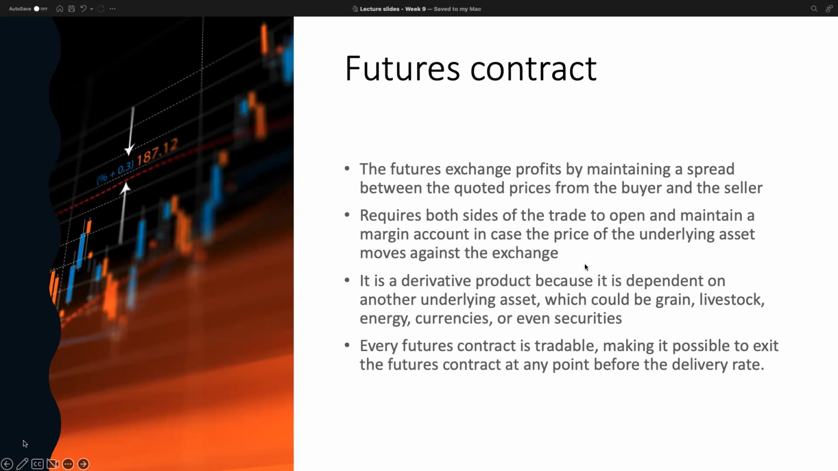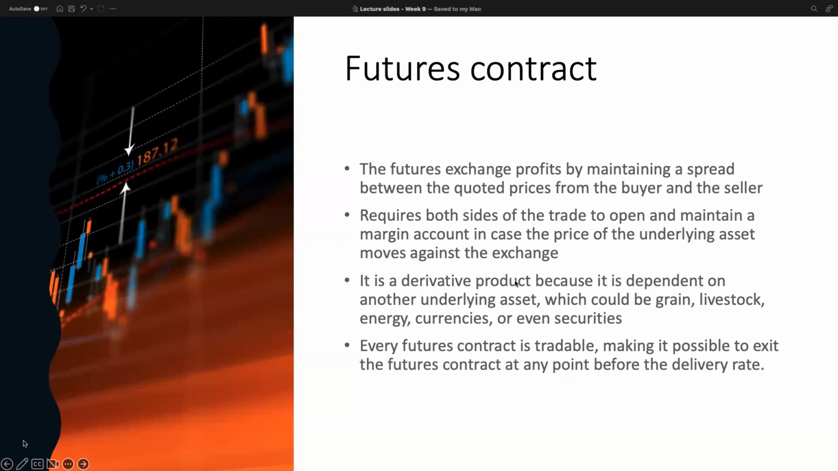Any party who would like to engage in futures contracts with the futures exchange will need to open and maintain a margin account. This serves as an insurance account in case the price of the underlying asset moves against the exchange, which means the price may drop in value. Therefore, the asset becomes less valuable, and they would require the buyer or the seller to top up the margin account if that's the case.